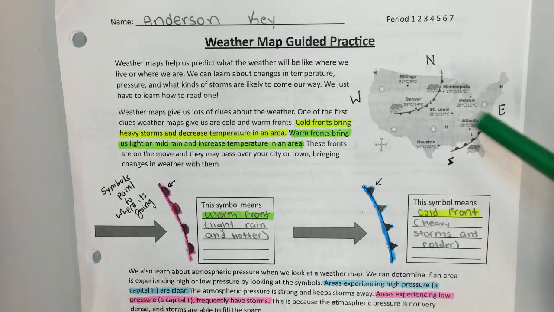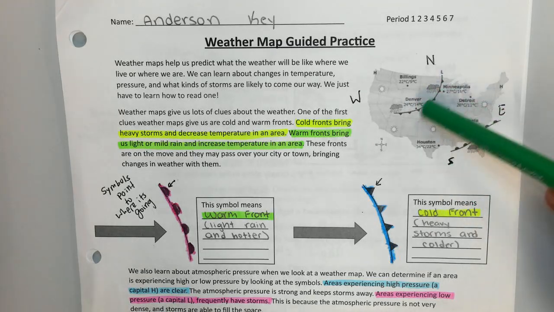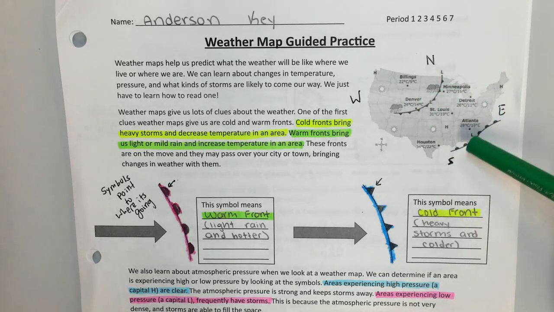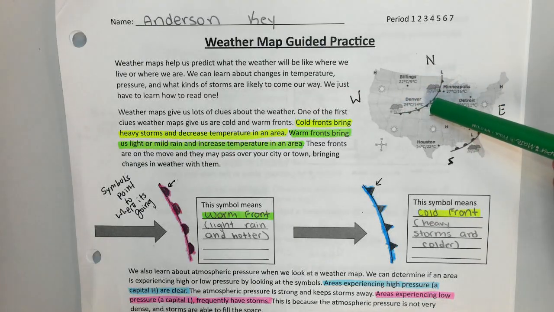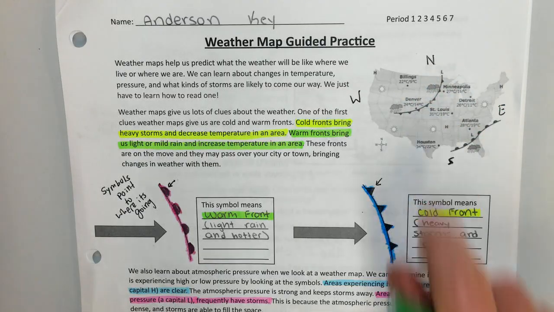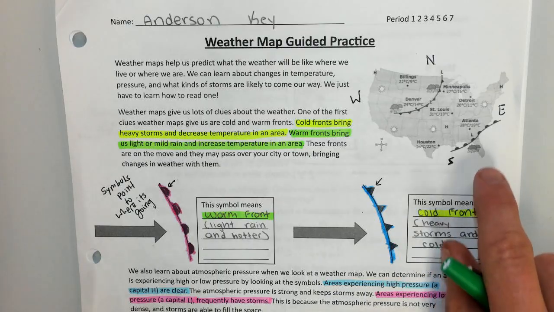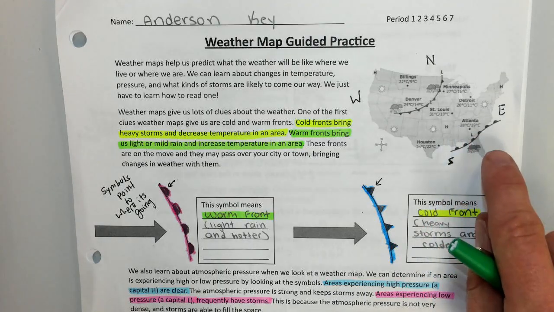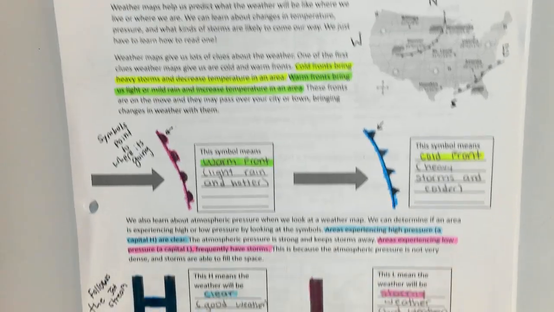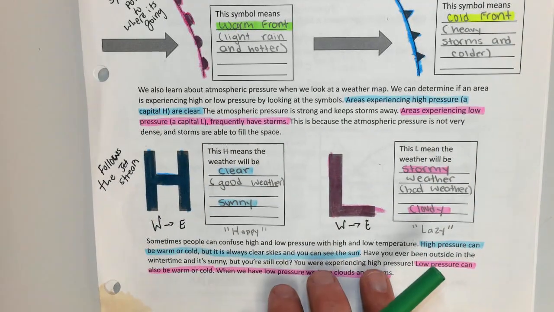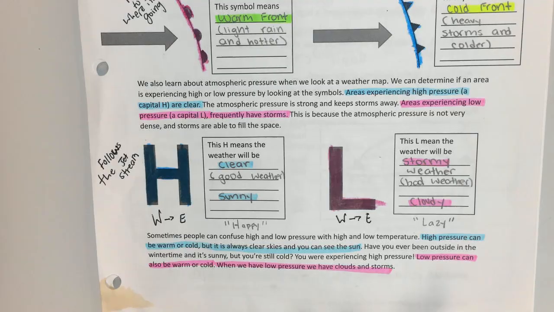On this map up here, you see a cold front over here and a warm front down here. Okay, so in this example, the cold front has passed Denver and is moving towards St. Louis, and the warm front has passed over Florida and is moving towards Atlanta. Now, let's go ahead and move on to the bottom of this page and talk about pressure systems.